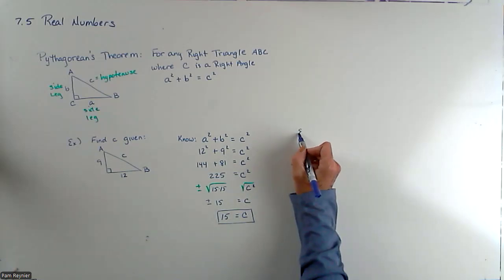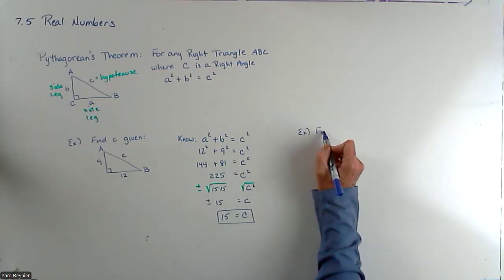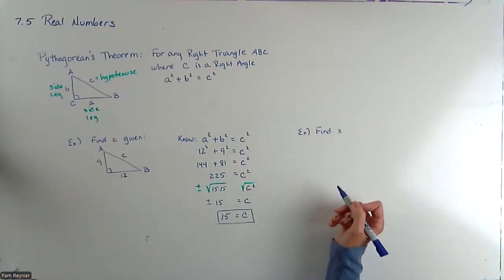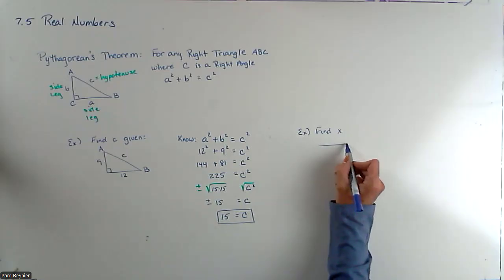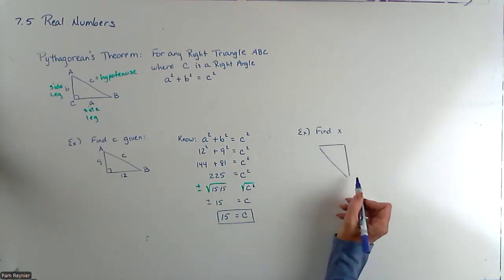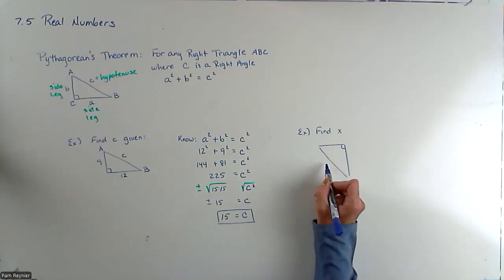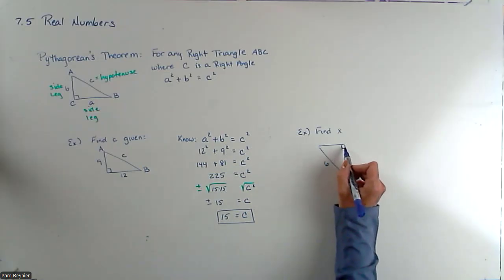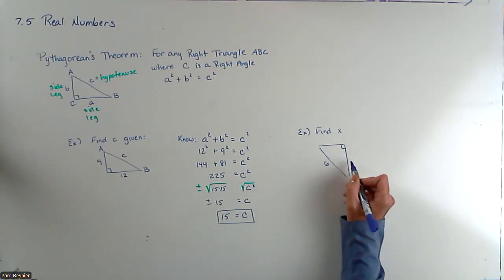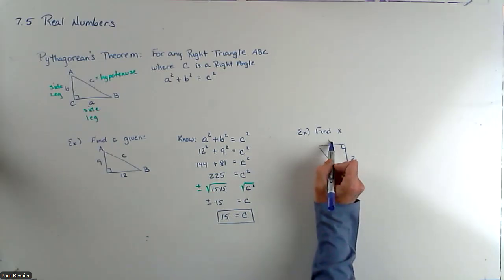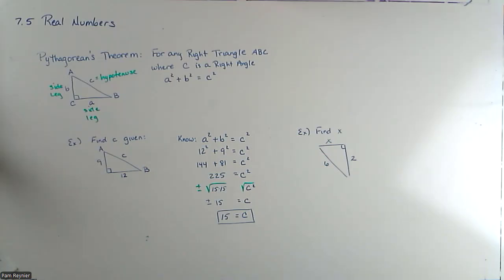So let's find the value for x. Given that, here's my right angle. The longest side across from the 90 degrees is 6. One side is 2. One side is x. It may not be drawn to scale. That doesn't matter. We just need to figure it out.